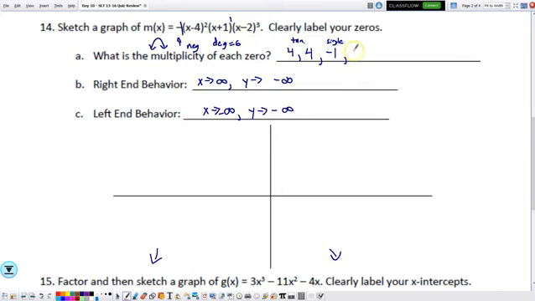Then I've got x minus 2 to the third power, which means I have 1, 2, 3. Oh, whoops, I wrote the number 3. I have 3 2s, and that means that I'm going to have a change in concavity.